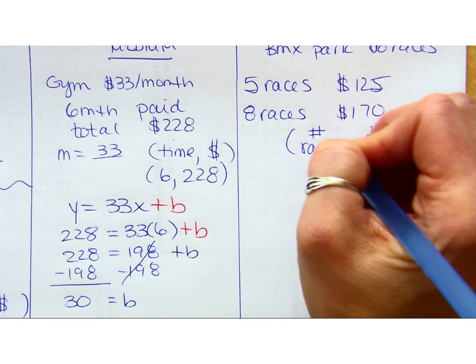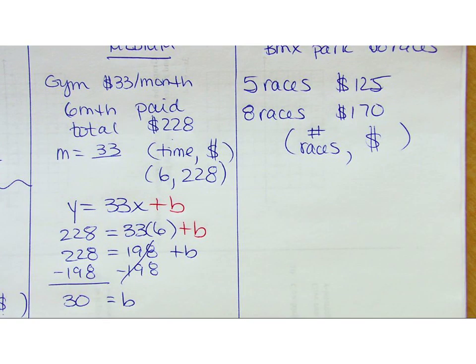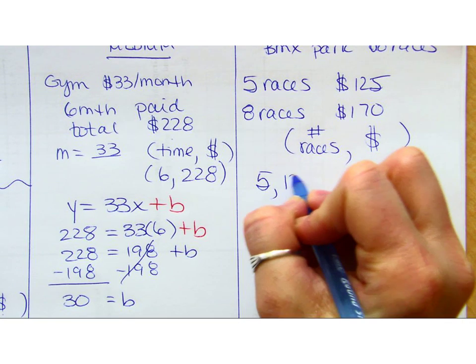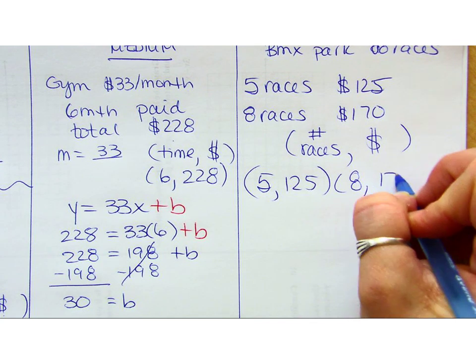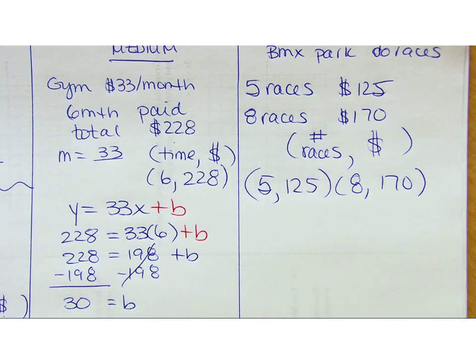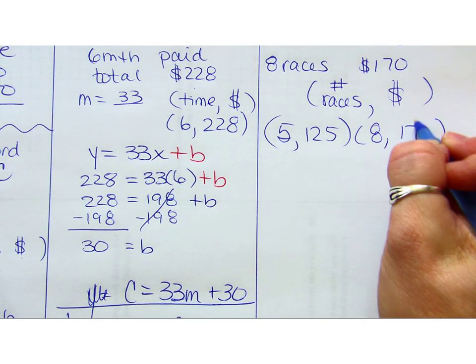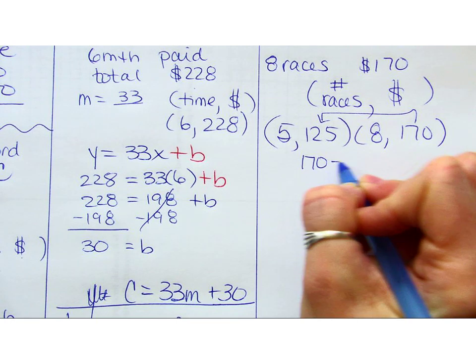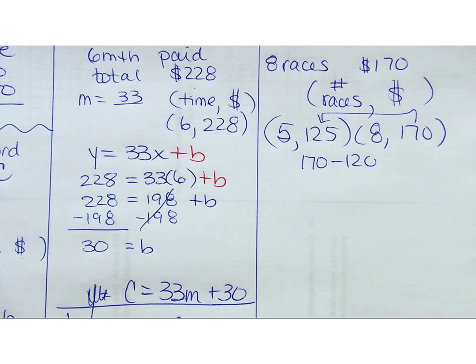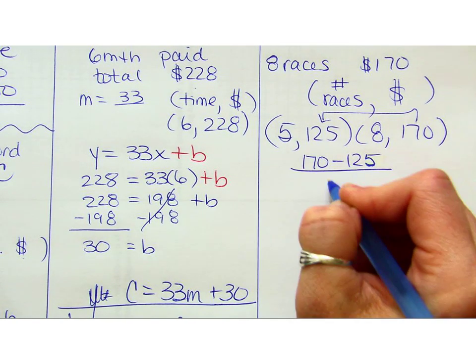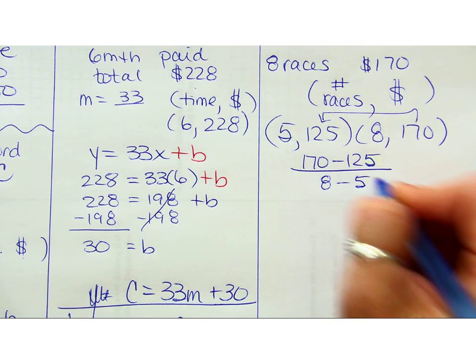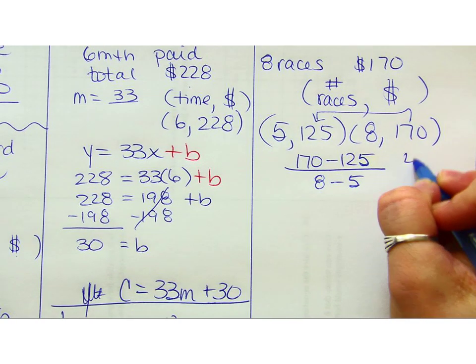So what can I gather from that itty-bitty pieces of information that was given to me? That 5 races cost $125, and that 8 races cost $170. And now you do it, right? Seriously, that is all you have to do. So you're going to set up your difference in your Y's. Whoops, that's supposed to be 5. And your difference in your races. It was a difference of $45 for 3 races.